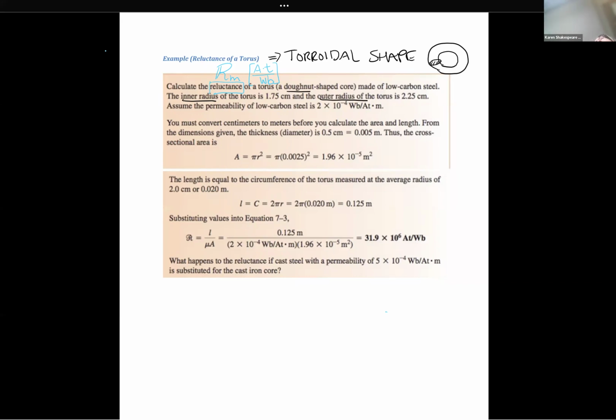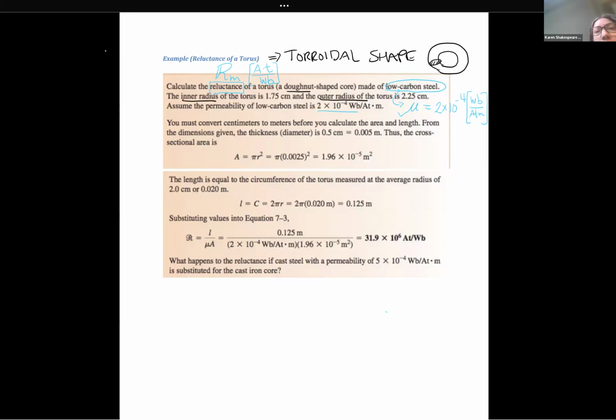It's made out of low carbon steel. Low carbon steel would sort of tell me that's like a material property, right? So low carbon steel, it must be a material. That material must have its own permeability. Sure enough, it does have a permeability mentioned in the problem here. It looks like it's 2 times 10 to the negative 4 Weber per amp turn meters. So low carbon steel has this permeability. That's what the low carbon steel meant.